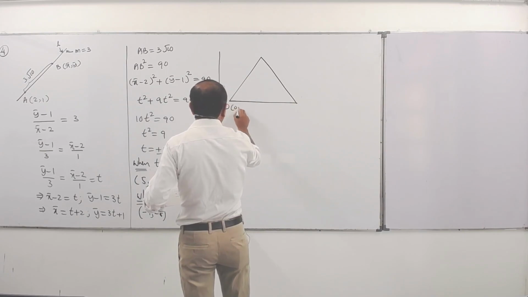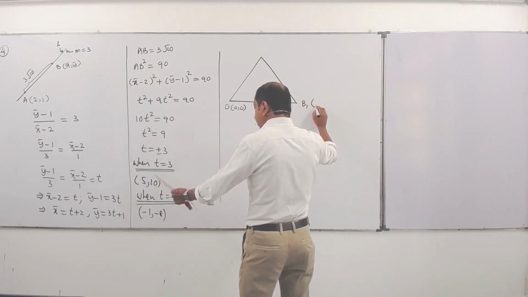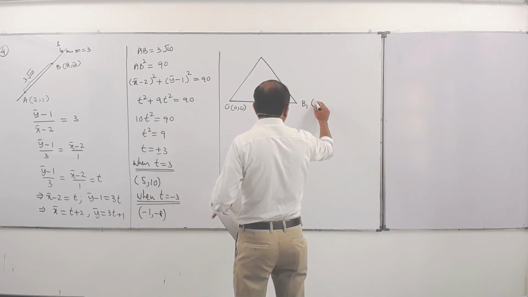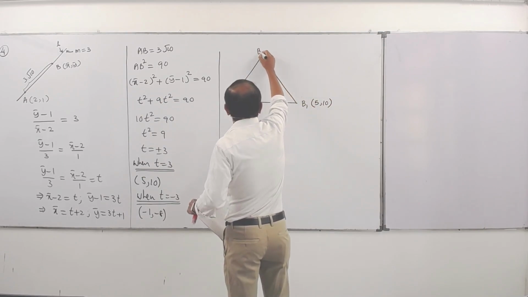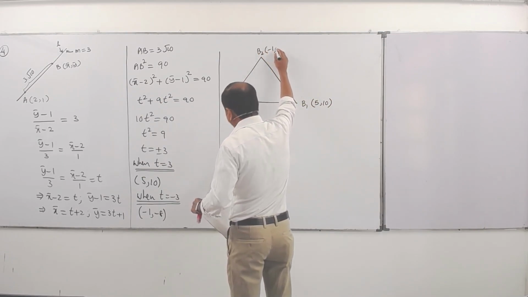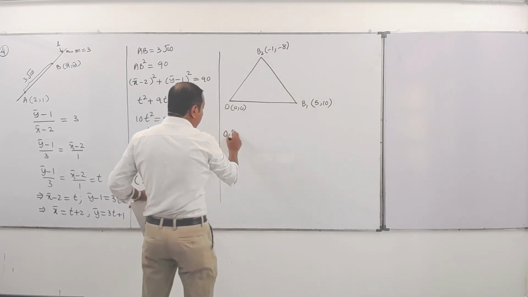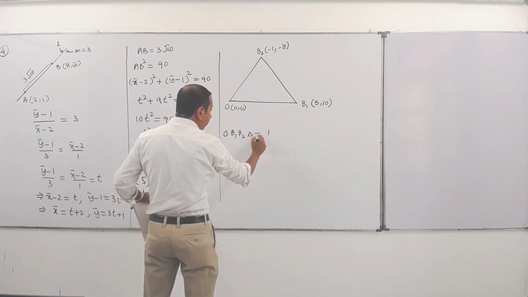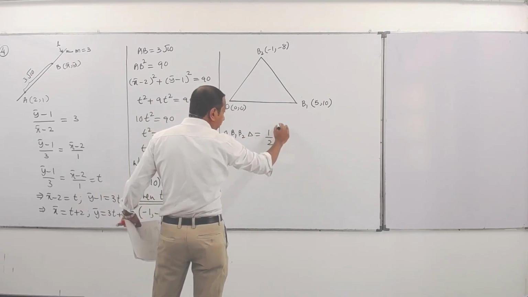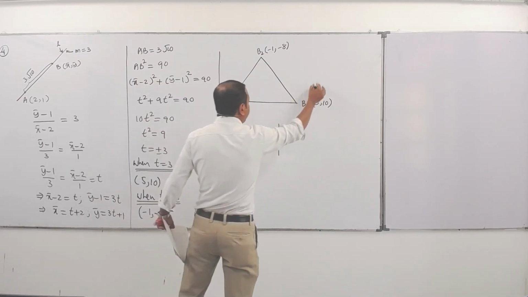Here O is the origin, (0, 0) point. I take B1 as the (5, -8) point, and B2 as (-1, -8). Right. Now we'll use the OB1B2 triangle area, which equals half the modulus. Right. Now you know we rotate this way.